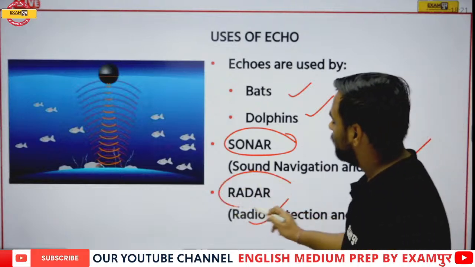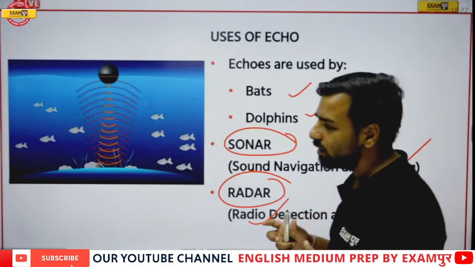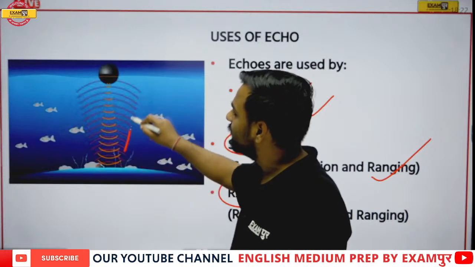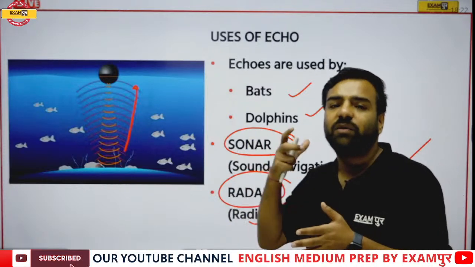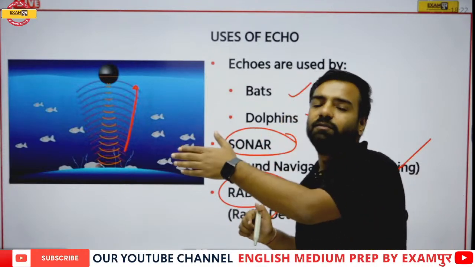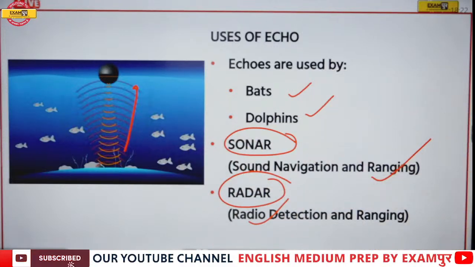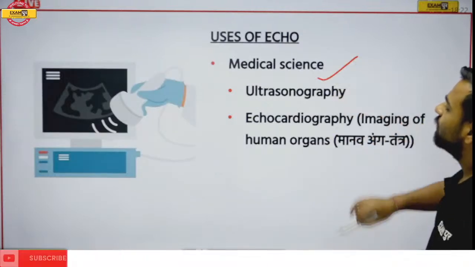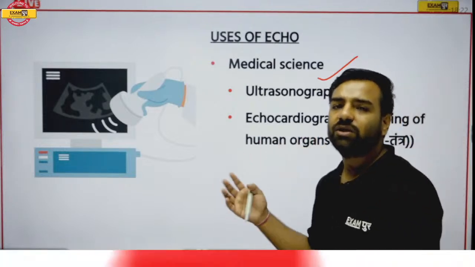So yes, these are the uses of echo, where bats and dolphins send waves, and once these waves are sent, they get the wave back. From the time duration in which they get that particular wave back, they understand that there is an obstacle around them, so they move accordingly. Next, other uses of echo are in medical science, in ultrasonography, and echocardiography, which is the imaging of human organs. These are all uses of echo.